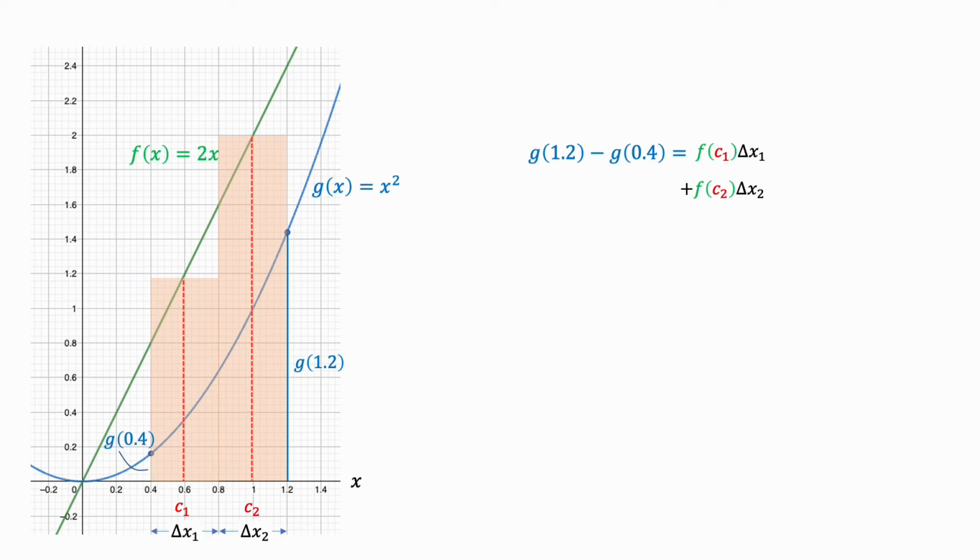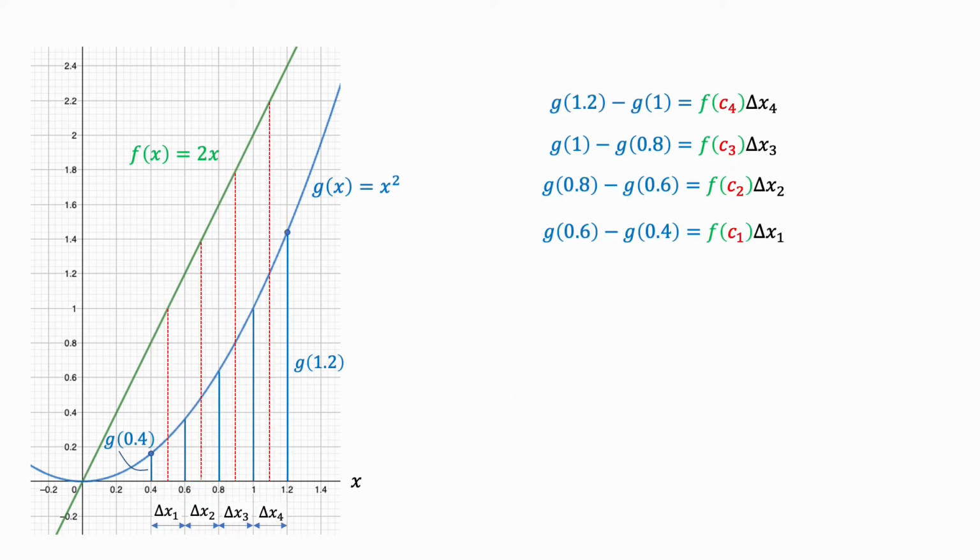Okay, we can rewrite this just slightly. Instead of saying x2 minus x1 or x3 minus x2, let's just call it delta x1 to represent this distance and delta x2 to represent this distance. Nothing changed here. And let's then apply it to four intervals.